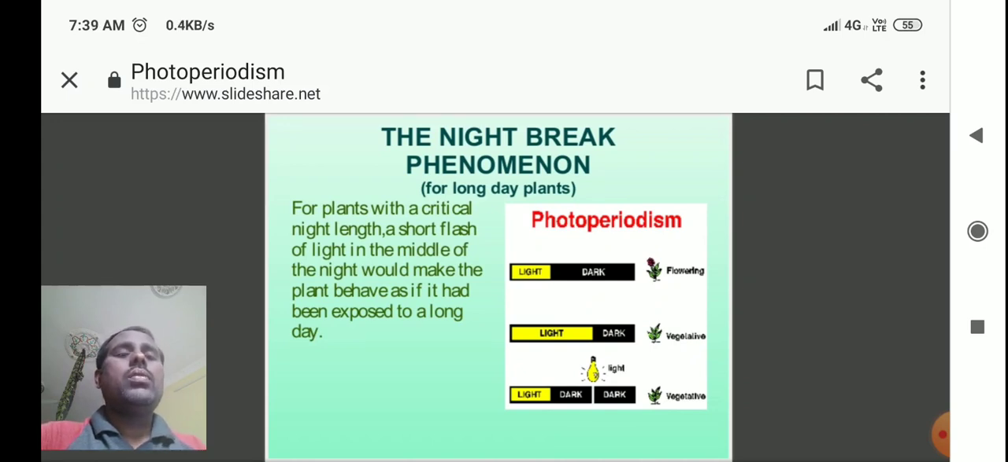So dear students, you can understand photoperiodism based on this, and you can write it in your examination in a good manner.